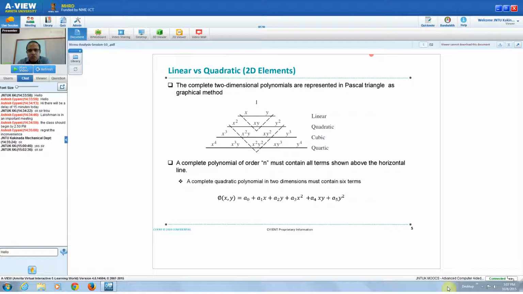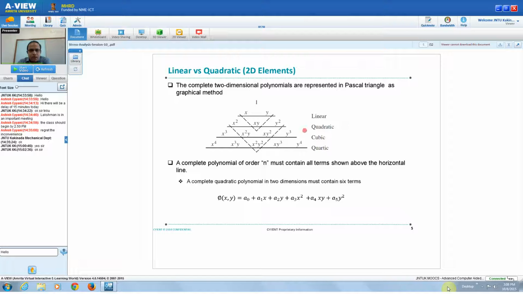Now let us look into 2D elements. For 2D elements the displacement function is expressed in polynomials. There will be linear, quadratic, cubic, and quartic, four different polynomials, but most stress analysis will work around linear and quadratic. That's what we have been discussing.